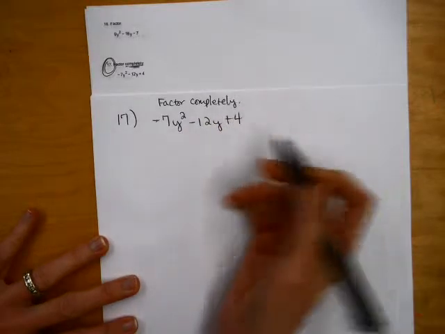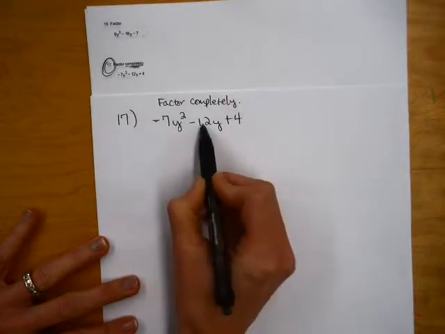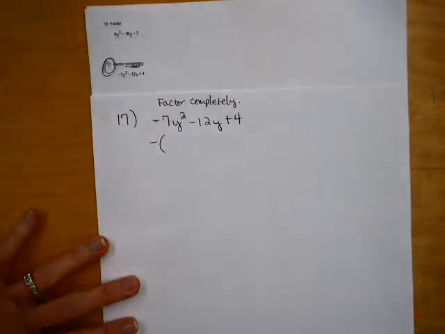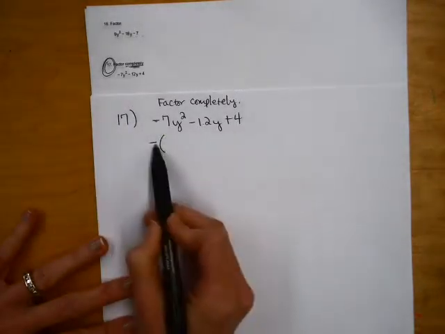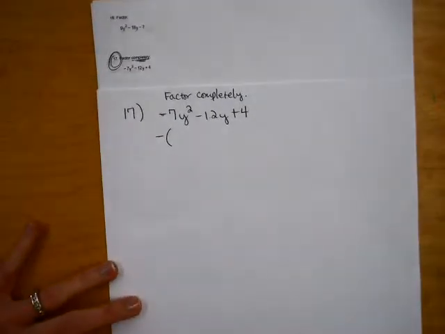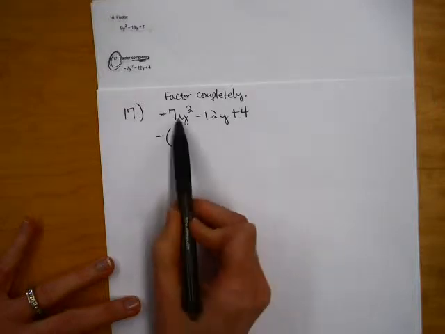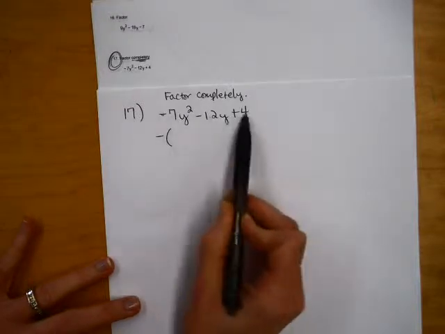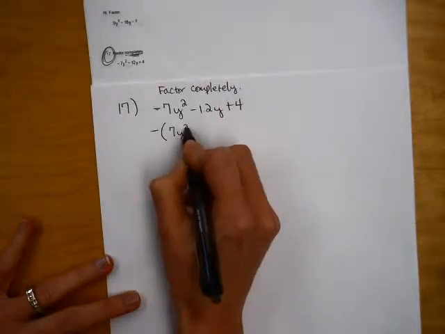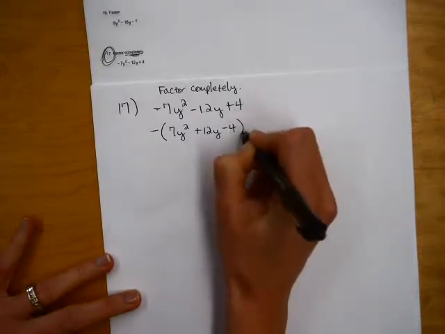And so the very first thing we want to do here is factor out a negative 1 out of each of these terms. So if I factor out a negative 1, which I can just put a negative, it's just like when I factor out a GCF. If I have 3 terms here, I should have 3 terms in here on this first step. And so when I factor out a negative 1, what it does inside here is change all of the signs of these terms to the opposite of what they were. So this will be positive 7y squared plus 12y minus 4.